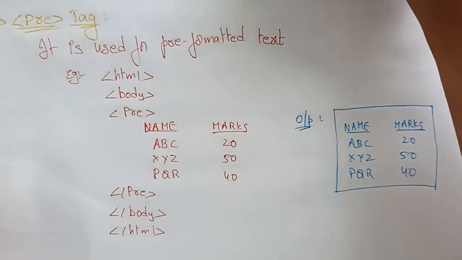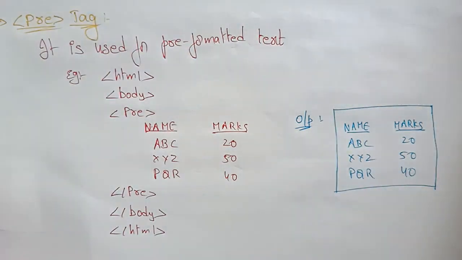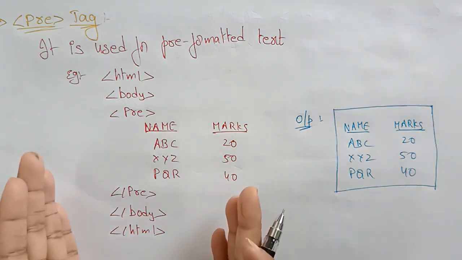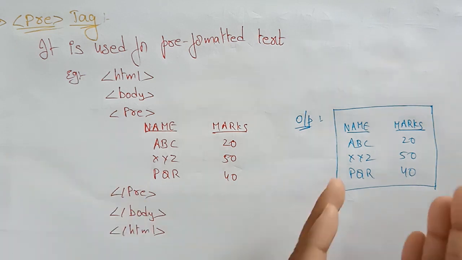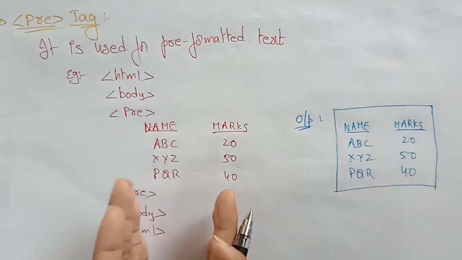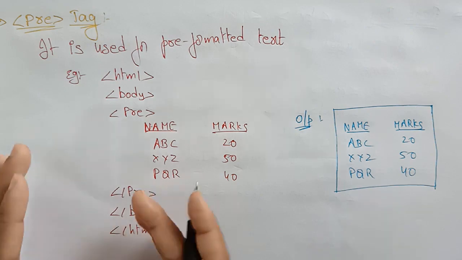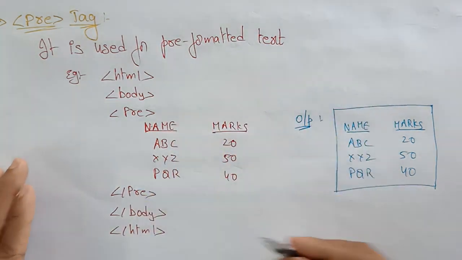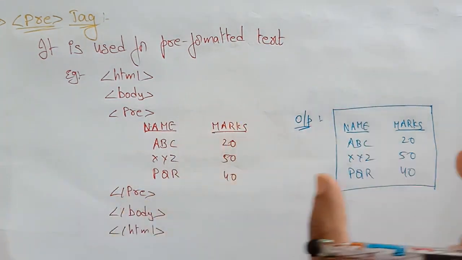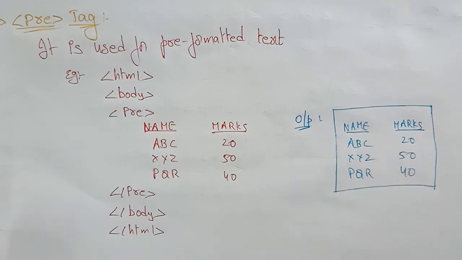Okay. So now let's see another tag, that is the pre tag. Pre tag means whatever you have written in the HTML page, that should appear on the web page, exactly whatever representation you have written. Suppose you have written A here and B here and C here, and the same format will appear on the web page.